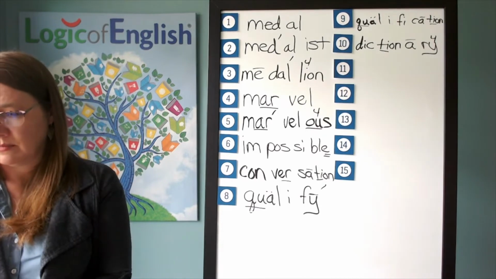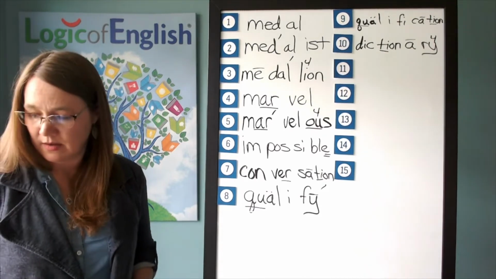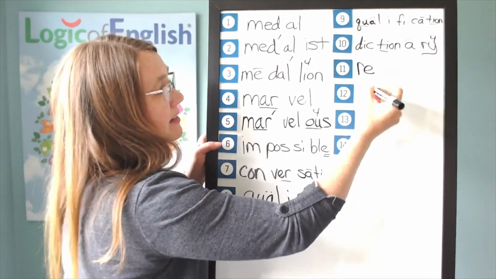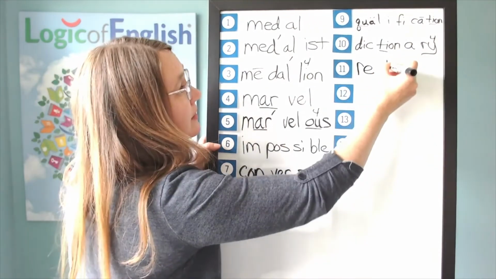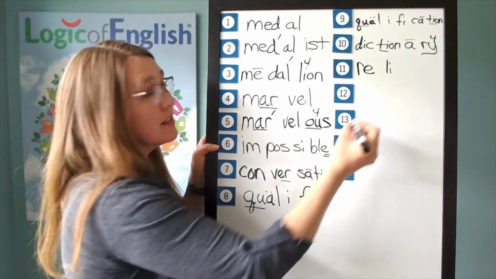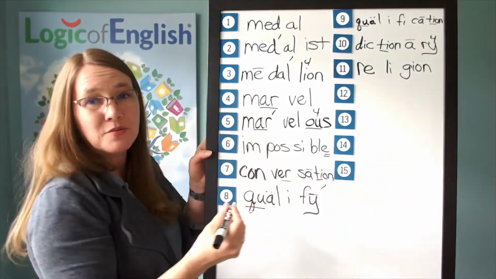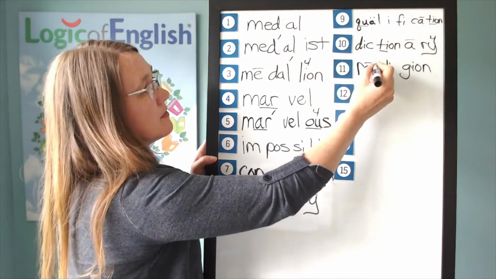Religion. And help me to write it. The first syllable is re, r, e. Second syllable is li, l, i, and then gion, g, o, n. And how will we mark it? We'll put a line over the e.